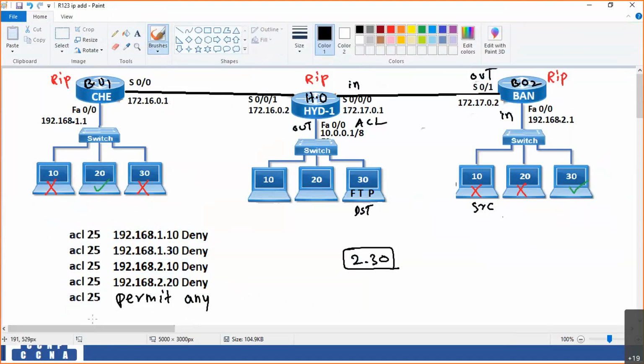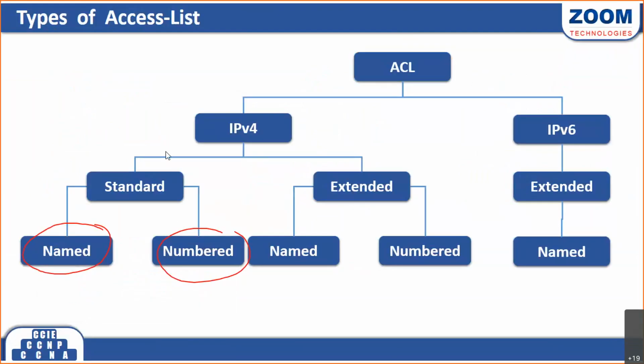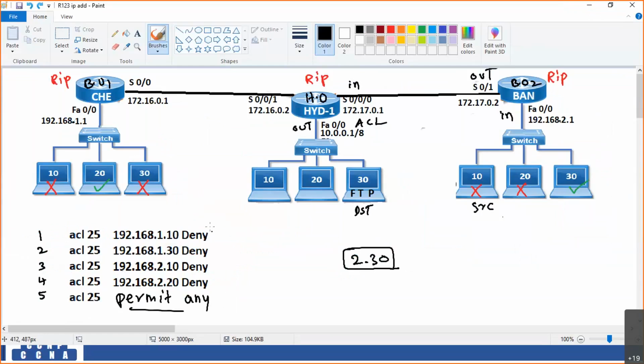Then what is the difference between named ACL and numbered ACL? See here, how many rules are there in the ACL? Rule number 1, rule number 2, 3, 4, 5 rules. So 5 rules are configured as per the ACL conditions. There should be at least one permit statement. The permit statement is also available. Now everything is going well, everything is up and running.